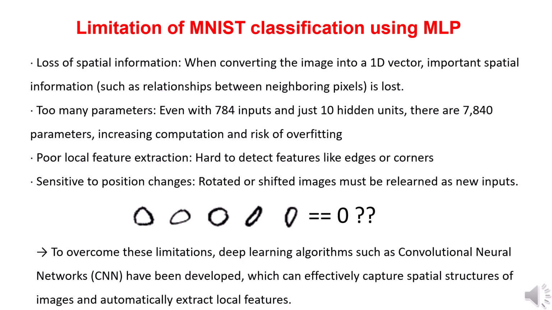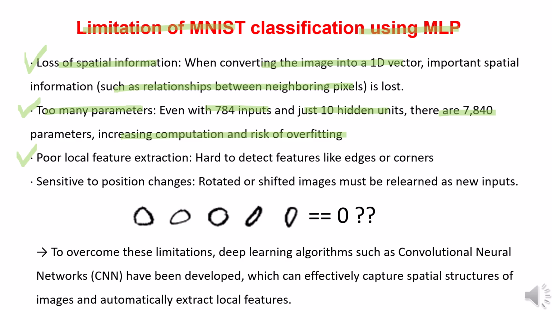However, there are limitations when using an MLP. First, when we flatten the image into a one-dimensional array, the spatial relationships between pixels are lost. For example, pixels that are close together in the original image can end up far apart in the 1D vector. Second, there are too many parameters. Because the input dimension is 784, even with just 10 nodes in a hidden layer, there are 7,840 connection parameters, which leads to high computational cost and increases the risk of overfitting.